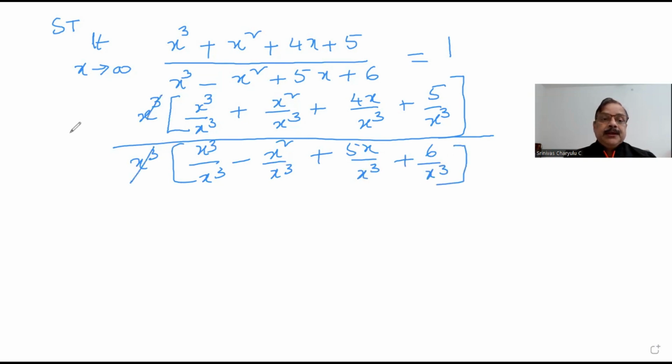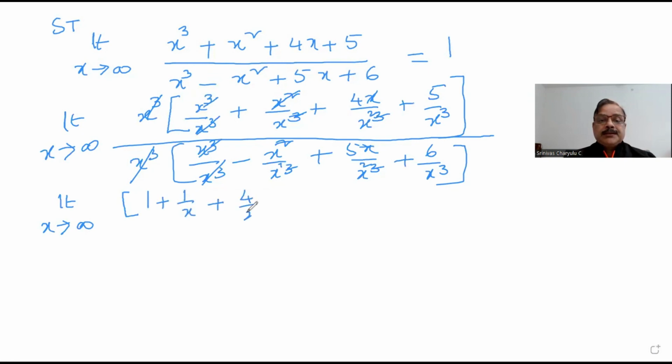First you cancel this and this. Here don't forget to keep writing x tends to infinity. So in the numerator, x cube and x cube we can cancel. x square will go here one time. x will go in x cube, x square times. Equally in the denominator, x cube gets cancelled and this becomes 1. And x will go in x cube, x square times, and this remains so. So what you are left with after all this cancellation is limit x tends to infinity, 1 plus 1 by x plus 4 by x square plus 5 by x cube, divided by 1 minus 1 by x plus 5 by x square plus 6 by x cube.